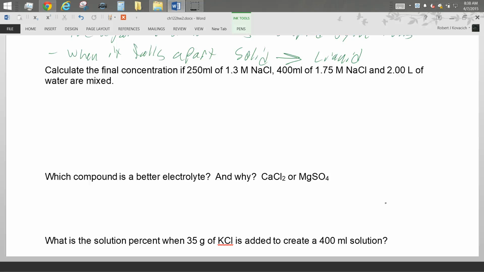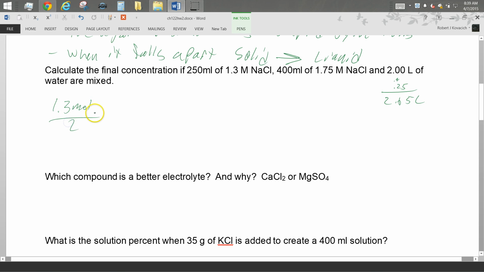So I've got 250, 400, and 2. So that's the total. I'll put 0.4 and 0.25 here. So I already got half of it. I've got my 2.65 liters. So I need to have that in the denominator, and I need a number of moles in the numerator. So how many moles do I have in my first substance? Well, it's 1.3 moles per liter NaCl, and I've got 0.25 liters. So the liters cancel out, and I've got moles NaCl.